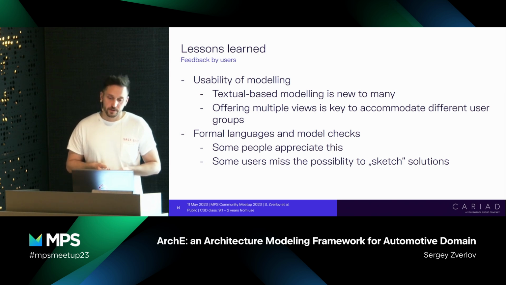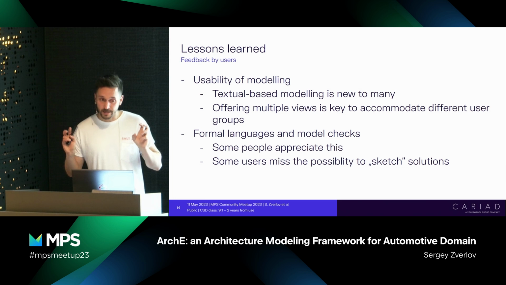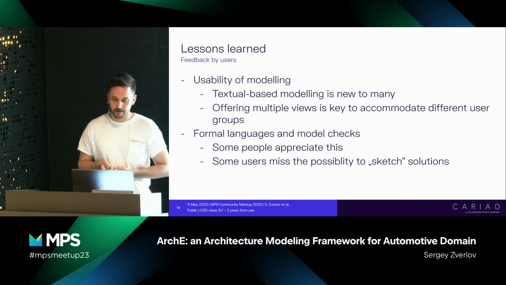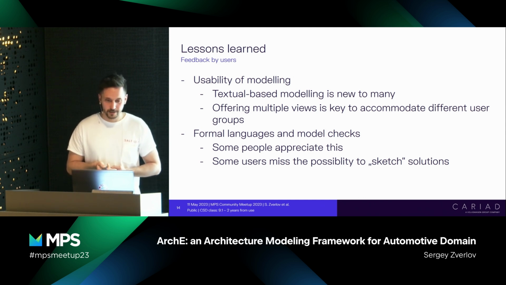The other thing is, the formal models and model checks are awesome, because you find errors, and people also love that a lot. But other people, as I said, actually just want to sketch. They just want to draw something, just do something very quickly. And they are confused if MPS starts bleeding and everything is red, and they just get scared that they broke something. So this is something which people are not completely used to.